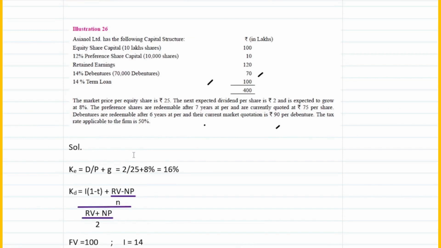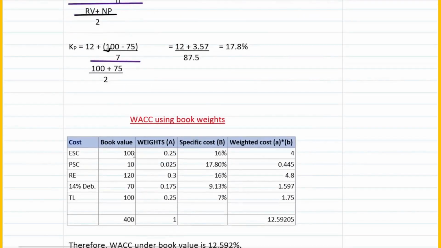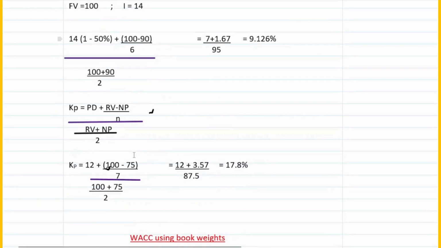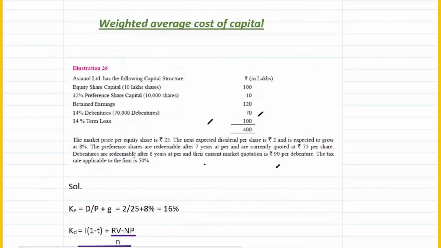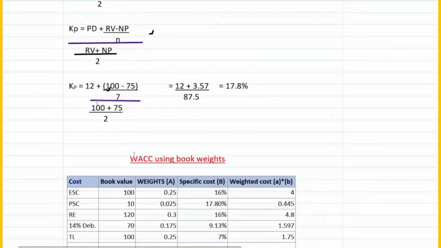Next, term loans is 14%. So the only thing you have to remember with term loan is that term loan is also tax deductible. So when it is 14%, 14 into 1 minus tax, that would be 7%. That is all you need to remember here.